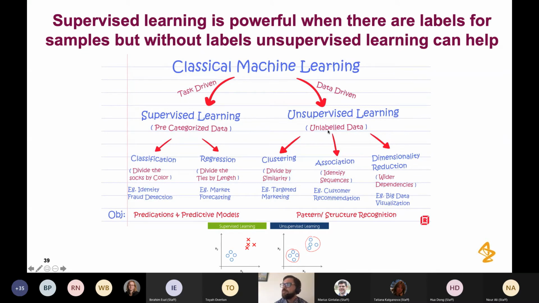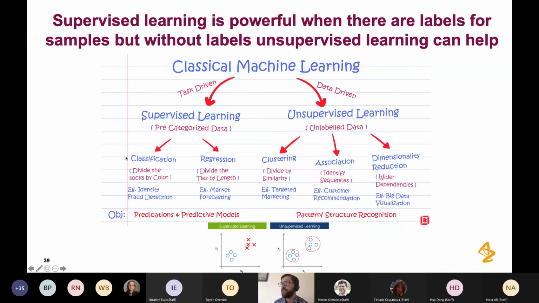And yeah, when we have annotations, in cases when, let's say, we have cats and dogs, and someone has already classified this is a cat, this is a dog, then supervised learning can be applied. And it's very powerful when there are labels for samples. But when we don't have labels, we can use unsupervised learning.